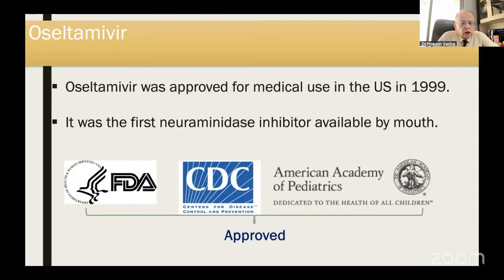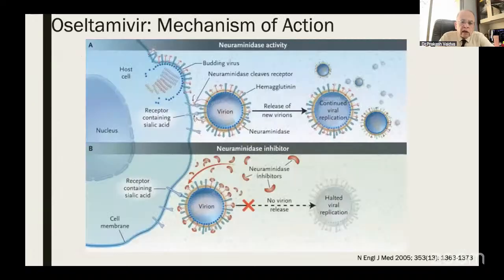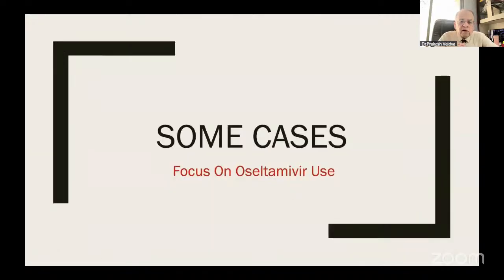But oseltamivir has stood the test of time. It was first approved for medical use in 1999 and was the first neuraminidase inhibitor available by mouth. It is a potent and selective inhibitor of the neuraminidase enzyme. Oseltamivir is a prodrug which is converted to oseltamivir carboxylate in the liver, and it prevents the spread of influenza infection. How does it do it? By not allowing the viral particles to enter into the circulation and even halting them in their replication. So this is a little bit about the foundation facts, for which I thought I would just take an overview.